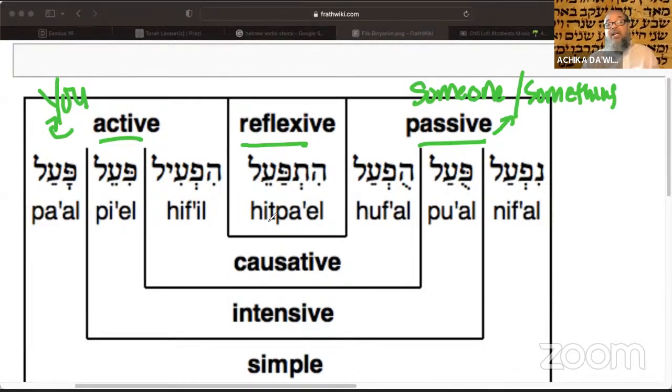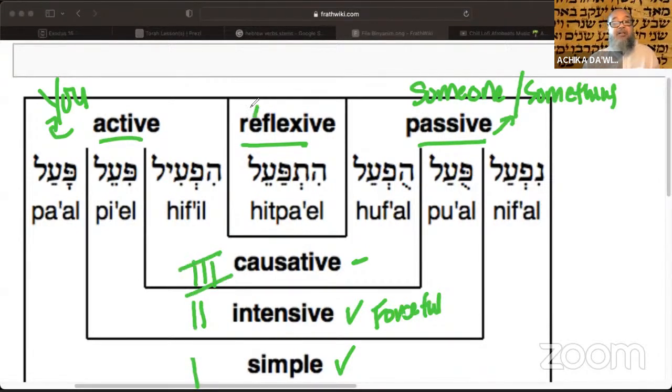Okay. And then, of course, we have our ways of doing things, which is the simple. And then they have intensive, which will be called the forceful. And then we have the simple, which is regular. And then we have the causative. Okay. So we have group 1. This is group number 2. And this is group number 3. And this is group number 4 right here.